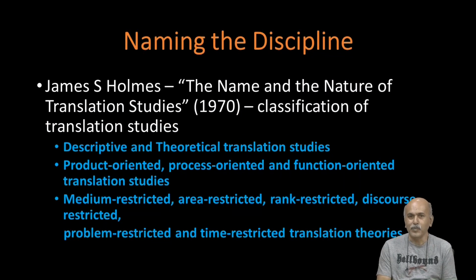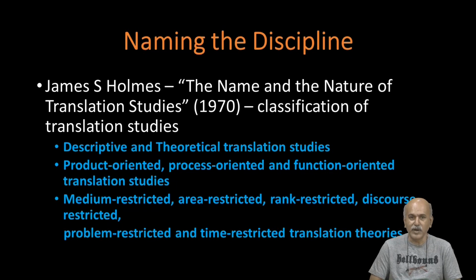Okay. Now, this discipline called translation studies came into being only in the 1970s. Earlier you used to talk about translation, but neither about translation theory nor about translation studies. So it was James S. Holmes who gave the name translation studies to this discipline, in this essay called The Name and Nature of Translation Studies, published in 1970. Okay, that was part of a conference. It was a paper he presented at a conference, and then this paper was made available for publication.